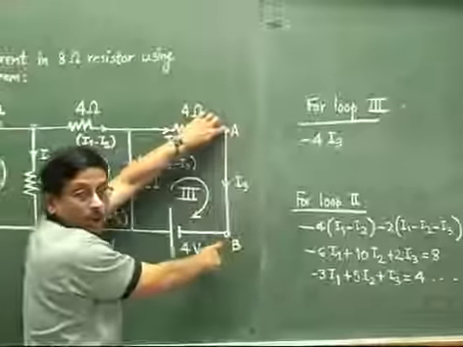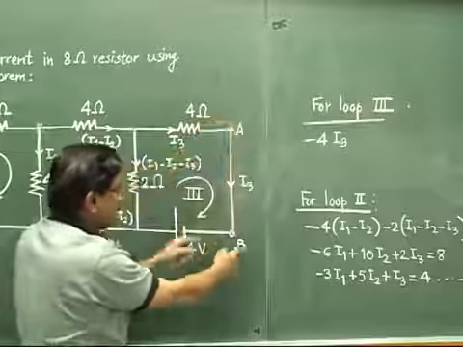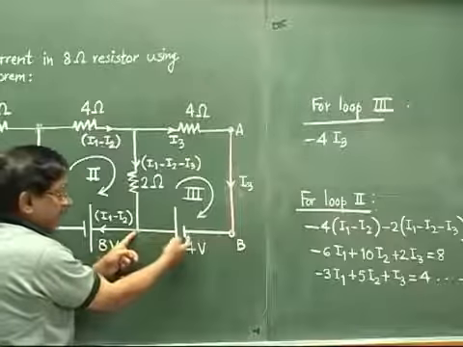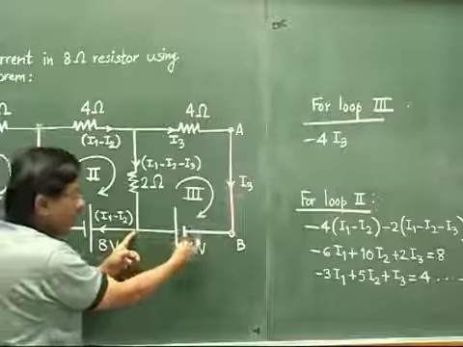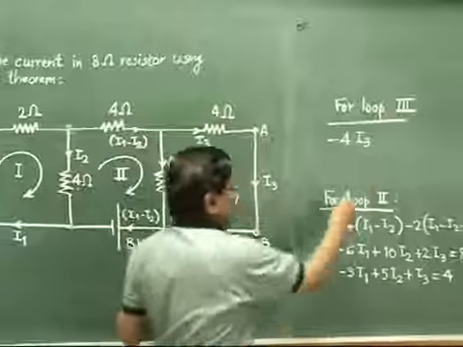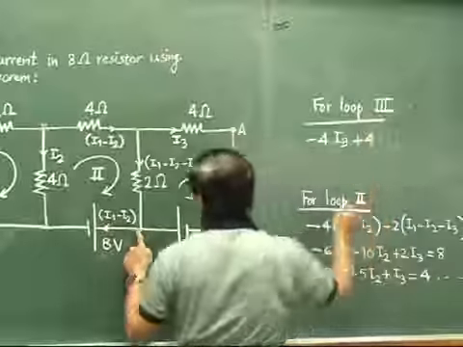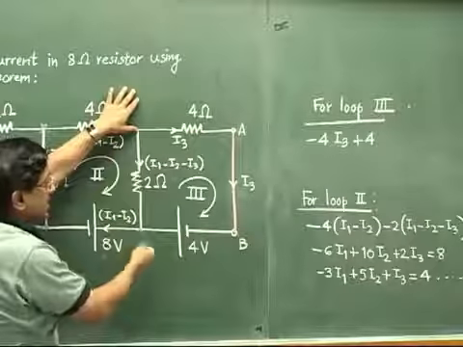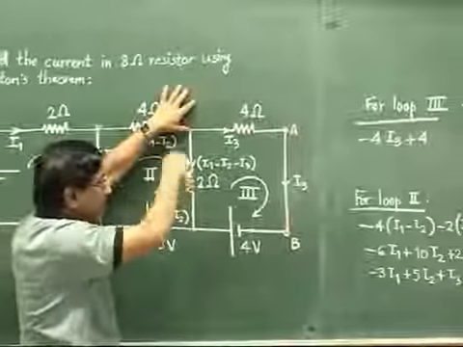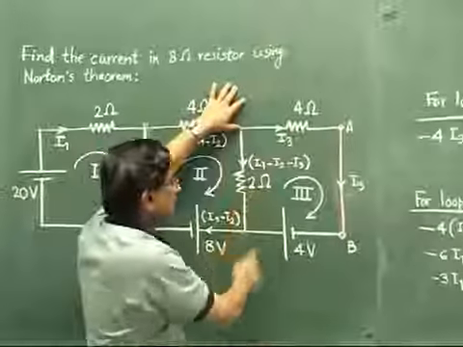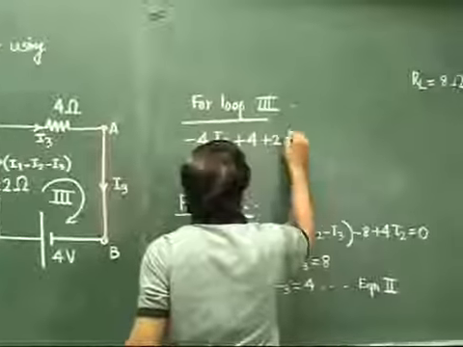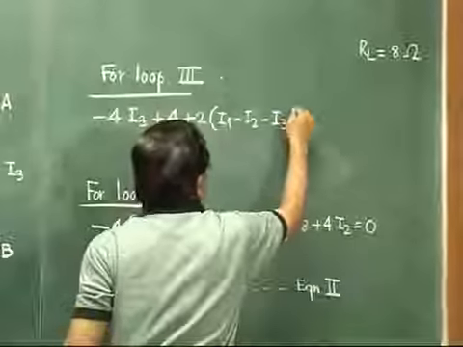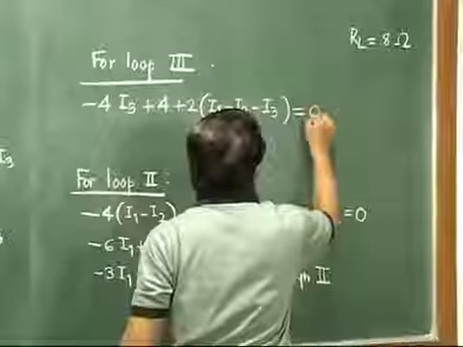Then this to this, no component, so no question of voltage rise or drop. Then B to here. Now see, we are coming like this. So we are jumping from the negative plate to the positive plate. So from lower to higher potential, so it will be plus 4. And then the last term here, this point upwards. Now see, we are moving upwards, but the current is coming down. It is coming opposite to us. And so it will be plus 2 times (I1 minus I2 minus I3). And now we have traversed the entire loop, so it will be equal to 0.